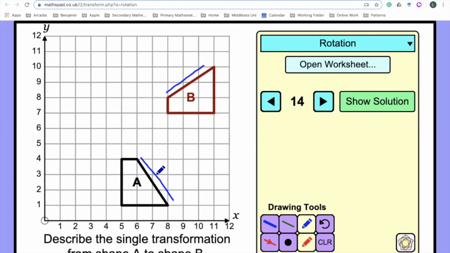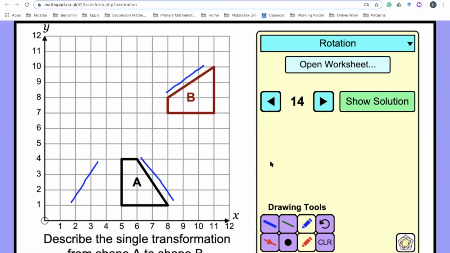Okay, I know it's not 180 degrees because 180 degrees would give me a reflection. 180 degrees would mean that it would be this. So I know it's not 180 degrees. So it's either going to be 90 degrees or it's going to be 270 degrees, depending on which way round you want to go. Okay, so 90 degrees anti-clockwise is one answer, or 270 degrees clockwise is another answer. So what I'm going to do now is, hold on, what's the last piece of information that I need?